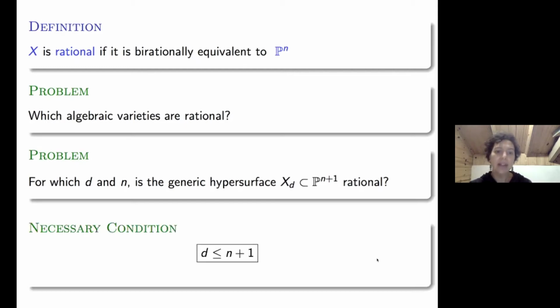So here there are some very easy necessary conditions. There are some easy birational invariants that one can compute. An easy necessary condition is that the degree has to be low. It has to be at most n+1. Okay, so this is one thing. So let us look then at small degrees.